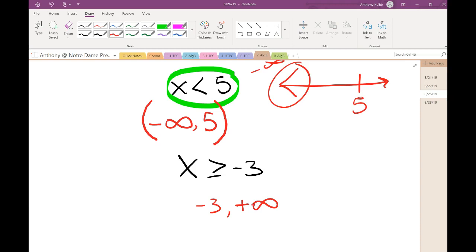All right. Let's look at the -3. Is -3 included or not included? Included. Good, because it is an "or equal to" inequality. So because it is included, we should use a bracket. The positive infinity, since it's an infinity, we should always use a parenthesis. Feel okay on the interval notation?